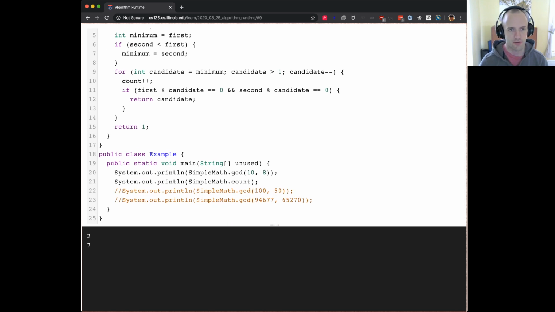And so why did it run 7 times? Well, I started with 8, and the numbers I had to try were 8, 7, 6, 5, 4, 3, 2, right? I ran 7 times. I got to 2, I was done, right? So let's try 6 and 4. Now this takes 3 times, right? Because I start at 4, which is the smaller of the two numbers, and I try 4, 3, 2. I found 2, 2 is the GCD, I'm done, okay? So for that problem, it takes 3 times.